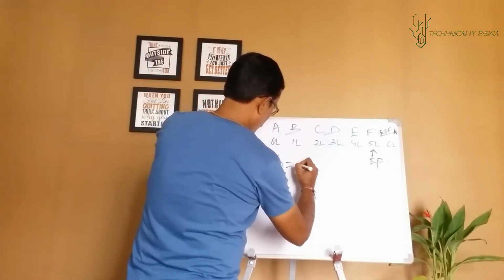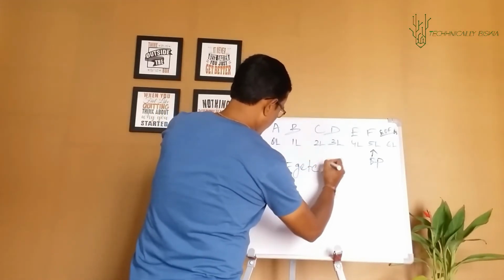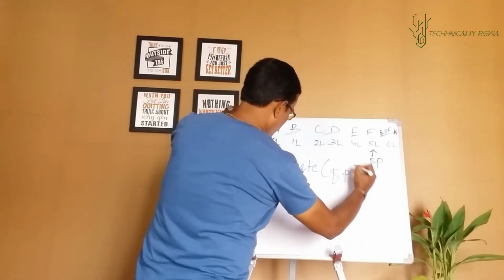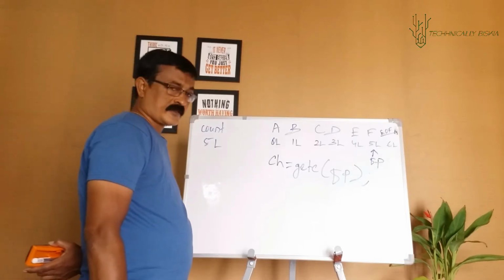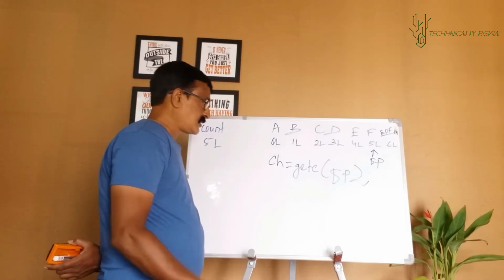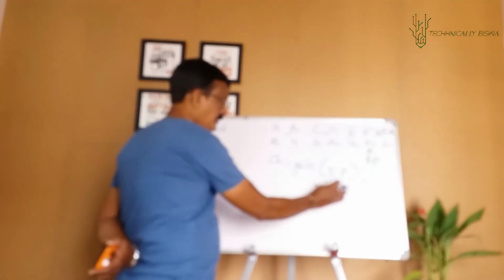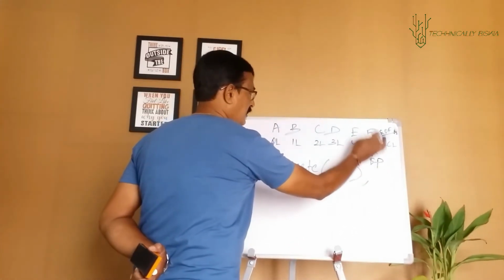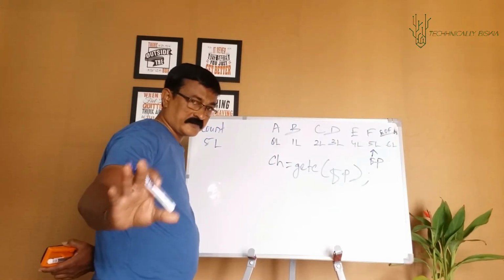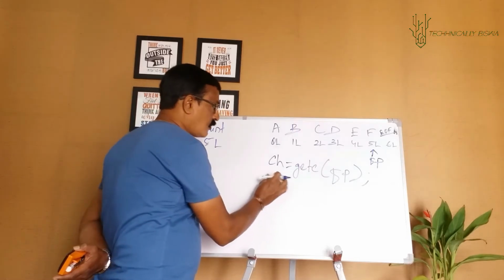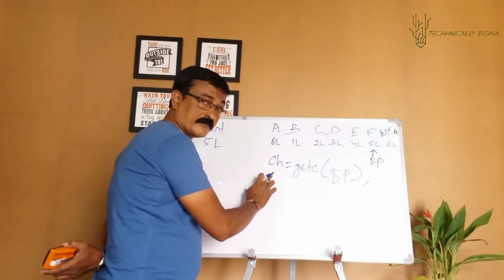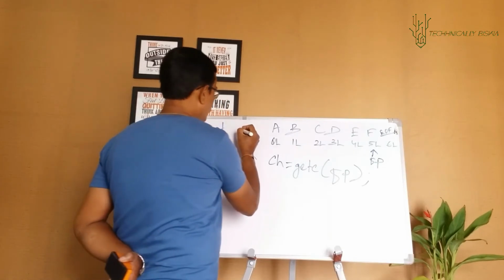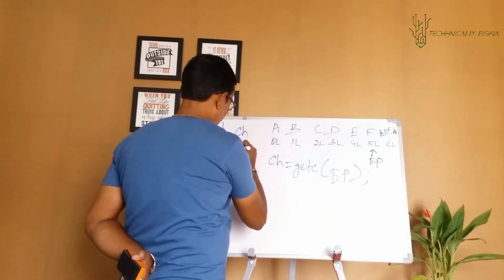ch equal to getc fp. What does the getc function do? It reads a character from the source. Now fp is the source file pointer which is pointing here. Got it? Clear? So what will getc do? It will read this character f and put it into the variable ch. So ch will have the character f.